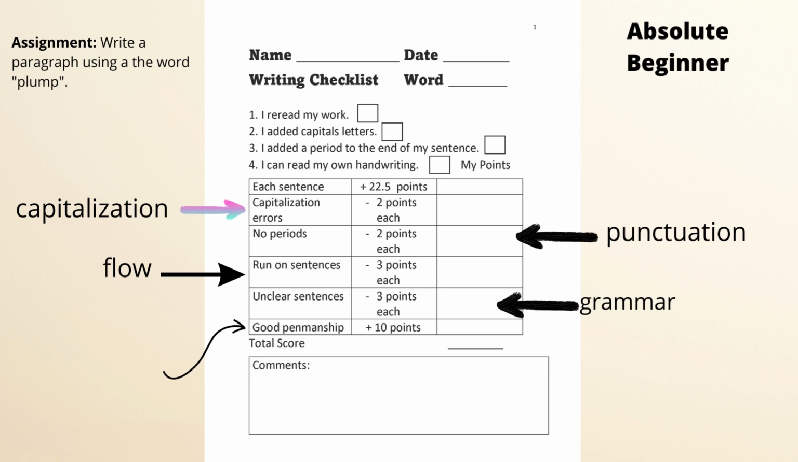When students are given a checklist, they should receive a sample piece of writing as a guide. So the student will have to check off the boxes as they do the work. So as you see at the top, it says 1, I reread my work. 2, I added capital letters. 3, I added a period to the end of my sentence. 4, I can read my own handwriting. They have to check those off. Then they have to go through each section to make sure that they have fulfilled the task.